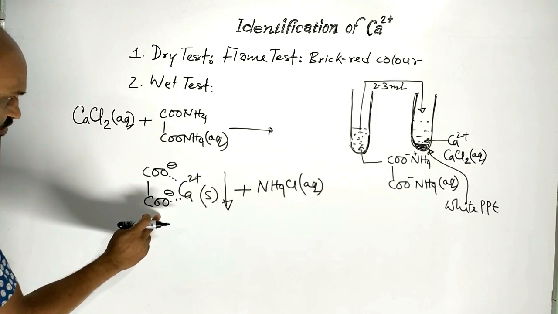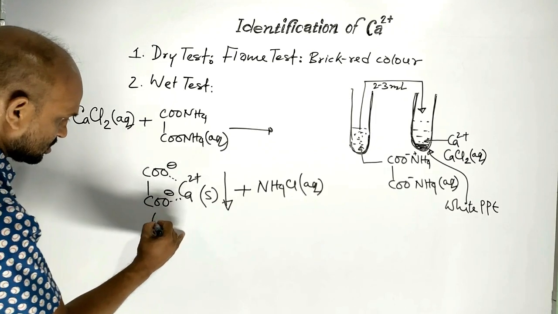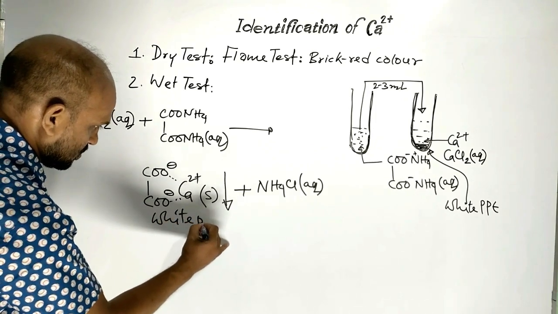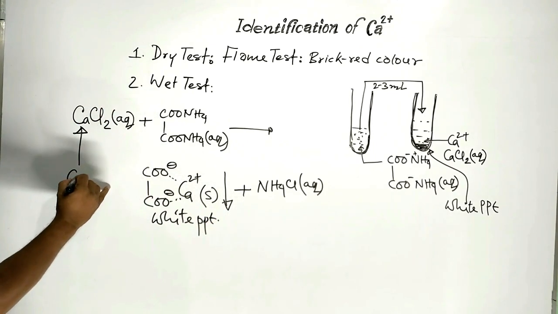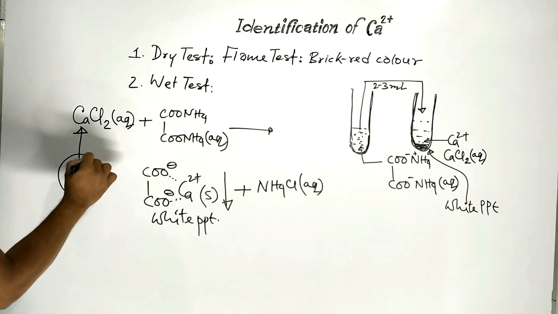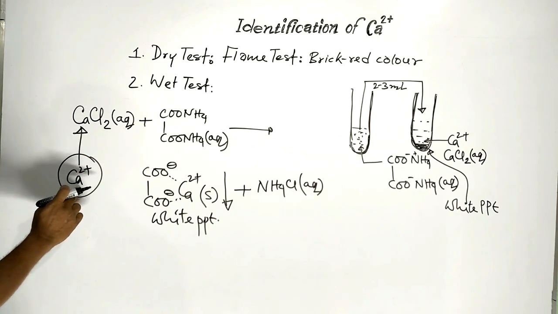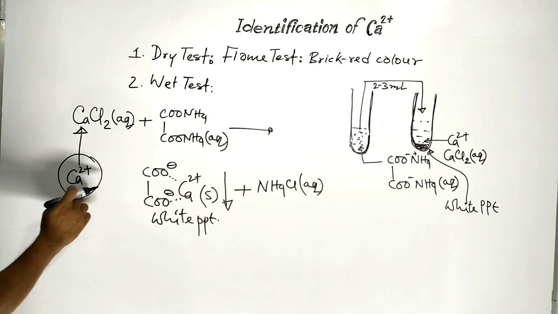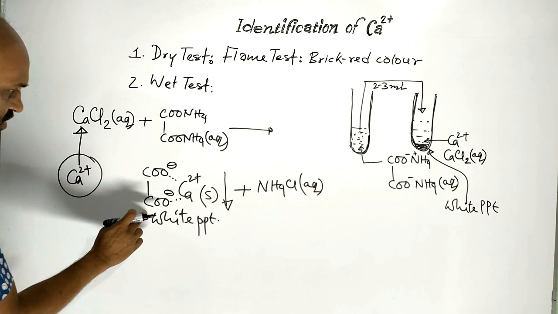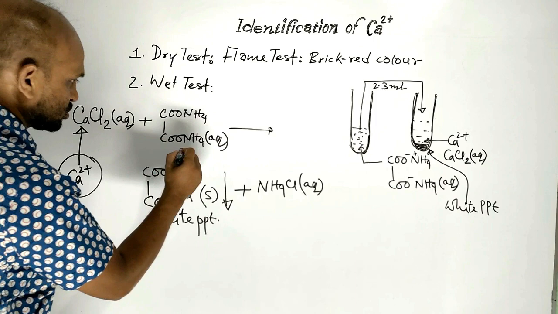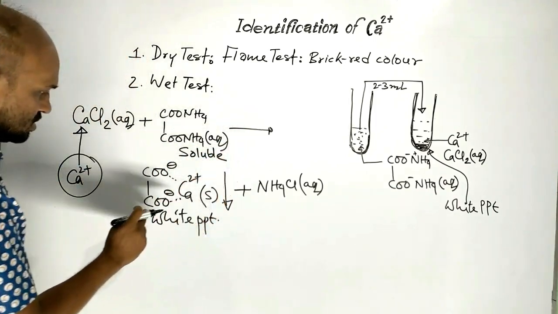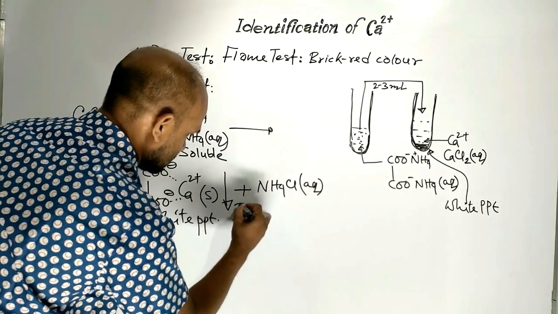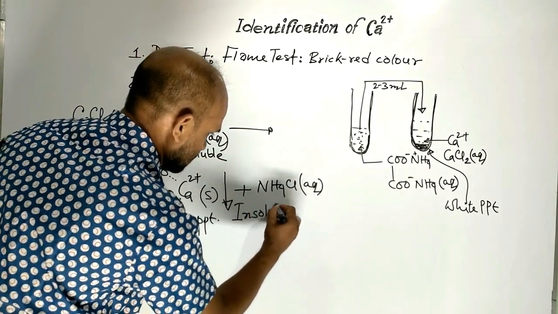This white precipitate of calcium oxalate proves the presence of calcium ion in the solution. Presence of calcium ion is proved by the white precipitate of calcium oxalate. Now let us see why ammonium oxalate is soluble in water and calcium oxalate is insoluble in water.